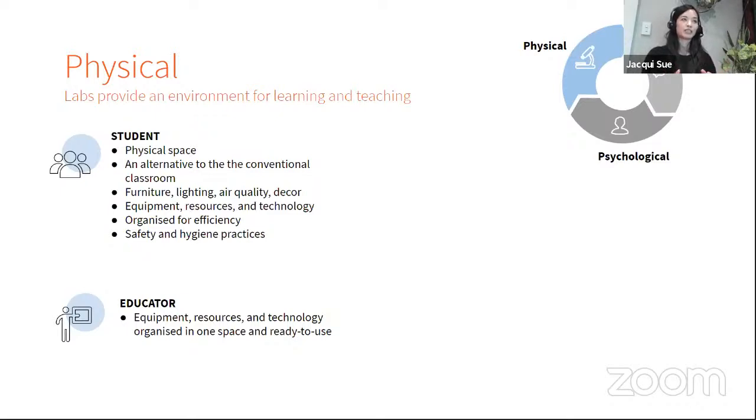In terms of equipment and resources and technology, everything that you need to perform those activities and to build those scientific skills is in one space. For example, all of the equipment that you need is presented on a tray in front of you, or it is arranged at different stations around the room. And even those stations are arranged in a way that allows for efficient movement around the room, or for students to efficiently complete their activities. There are also set safety and hygiene practices, so maybe safety signs around the room, and even wearing the lab coat. These all add to that physical environment.